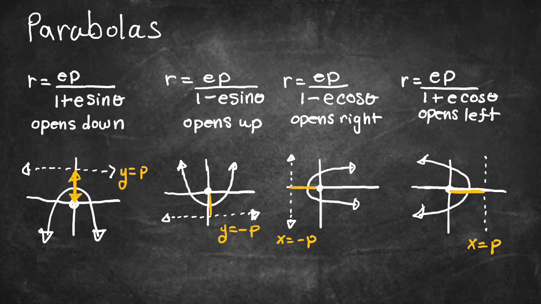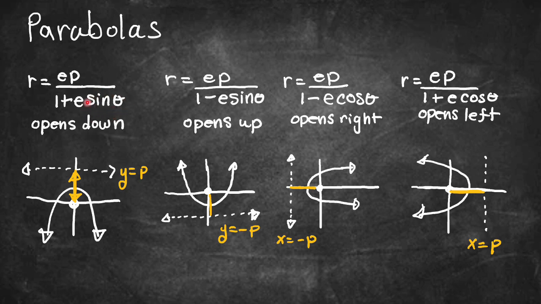Let's take a look at the parabolas first. We have 4 different variations here. Remember, our 2 general forms that we could use is ep over 1, and then we could have plus or minus e cosine theta or sine theta here. And then actually we can break that down into 4 variations because we have plus or minus, and then we could have sine or cosine.